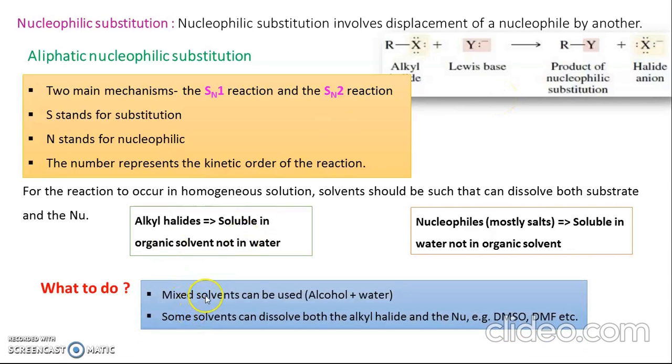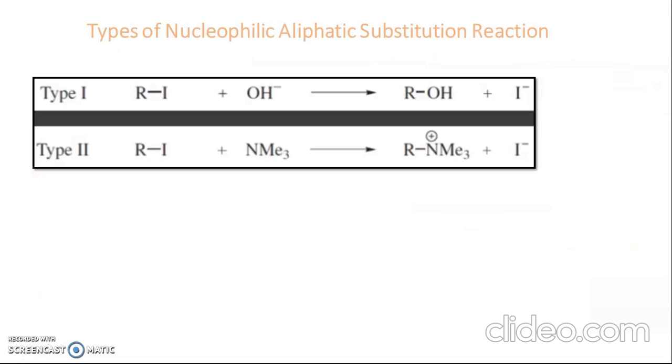One way is we can use a mixed solvent, that is a mixture of solvents, alcohol plus water. And another way is that some solvents can dissolve both the substrate and the nucleophile. It can dissolve both the nucleophile and the alkyl halides. For example, DMSO, dimethyl sulfoxide, and DMF. So these are the two ways that we can follow to avoid this type of problem.